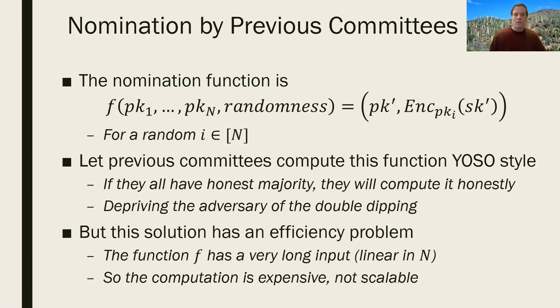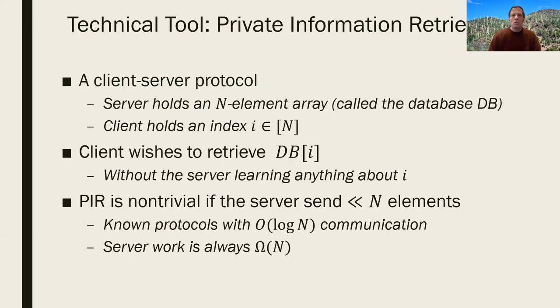And the reason it's not efficient enough is that this nomination function that we're trying to compute has a very long input. The input of this function is everybody's public key, which is linear in N. So the computation is expensive and not scalable. It grows with the size of the system, and this is not acceptable to us. So to do better, we are going to use this tool of private information retrieval.